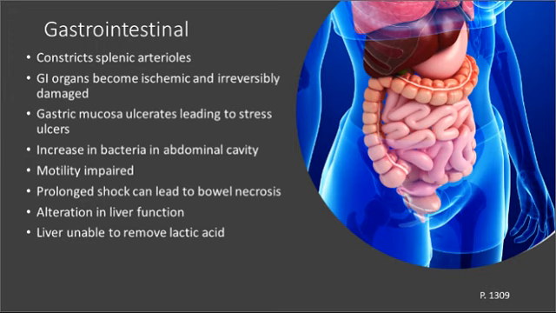Your liver is not perfusing, your liver is starting to die. Your liver enzymes are going up. The liver can no longer remove the lactic acid that's produced from anaerobic metabolism, and you get the metabolic acidosis.